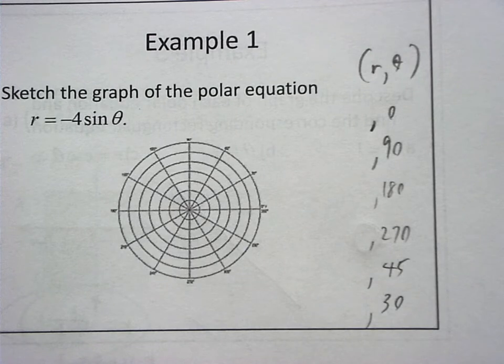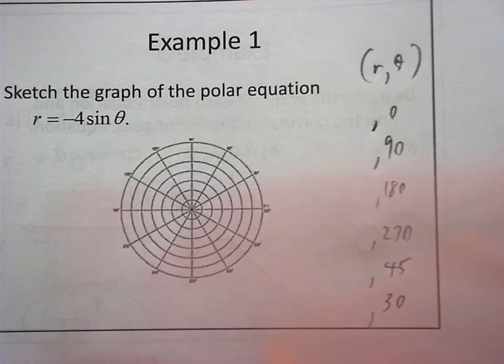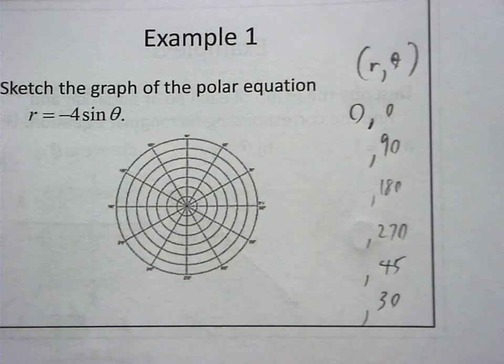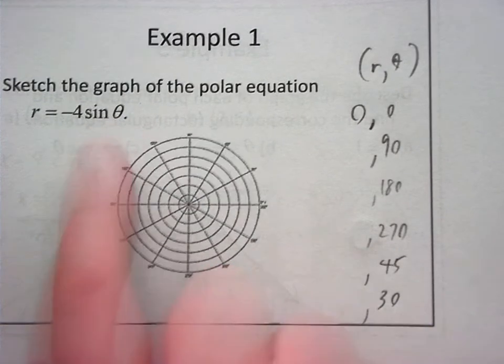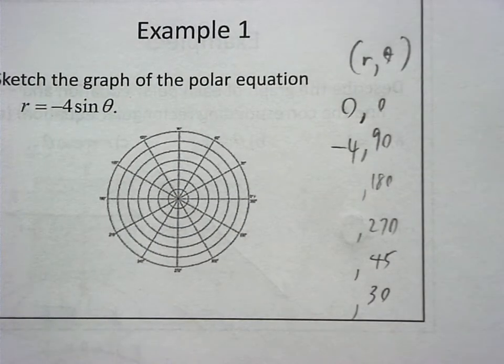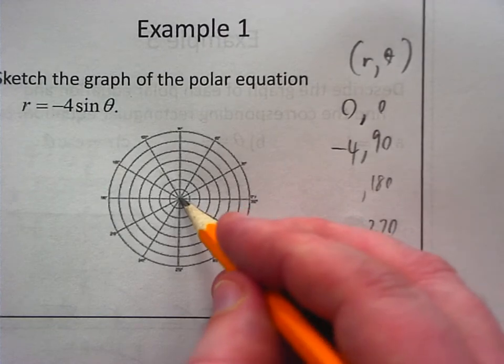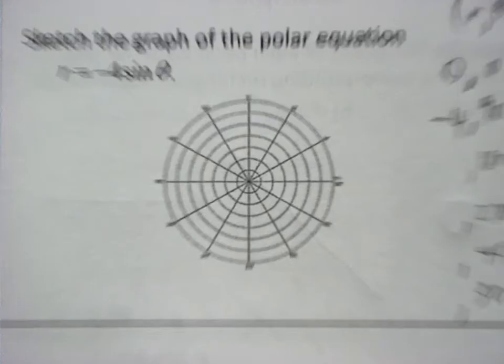Now, if you plug in 0, what's sine of 0? 0, so that's 0. That really doesn't tell me anything, right? What about sine of 90? 1, so that's going to give me -4. -4 times 1 is -4. So if I go to graph that point, 0, 0 is still at the origin because you're not going out at all. You're just stuck on that pole or origin spot.